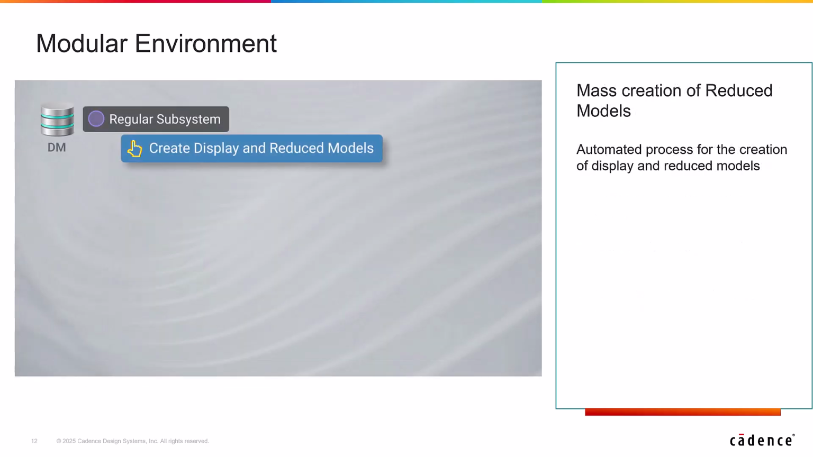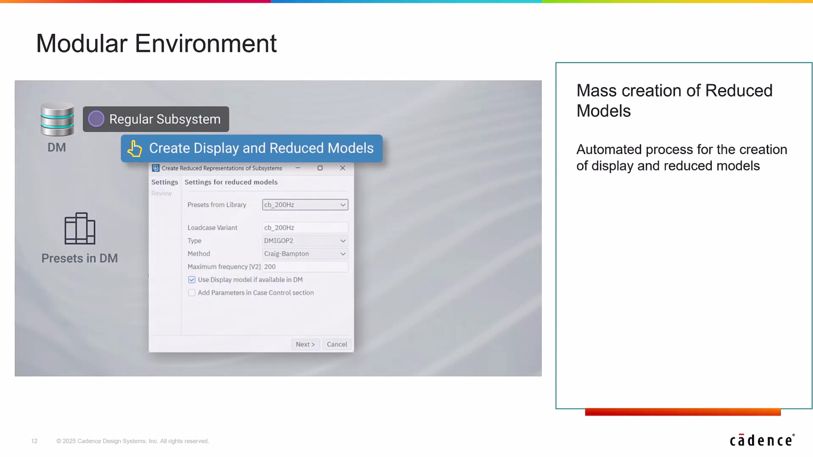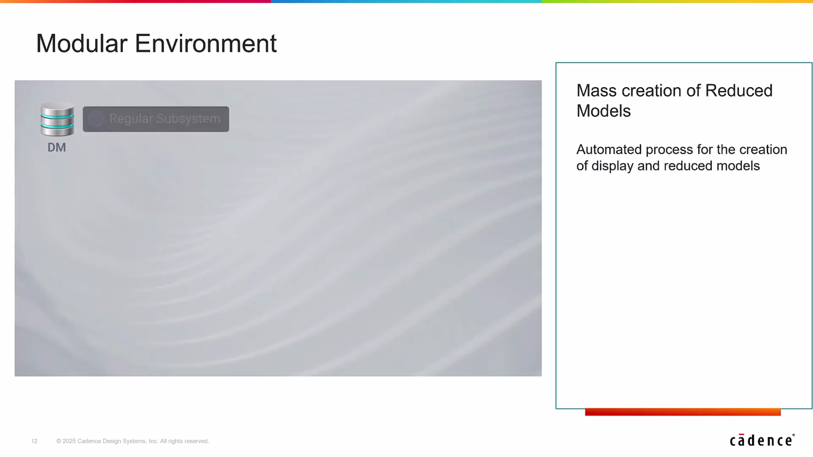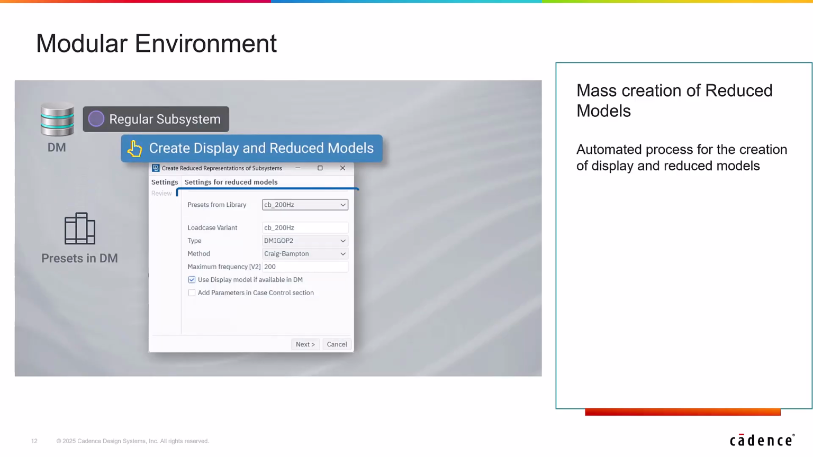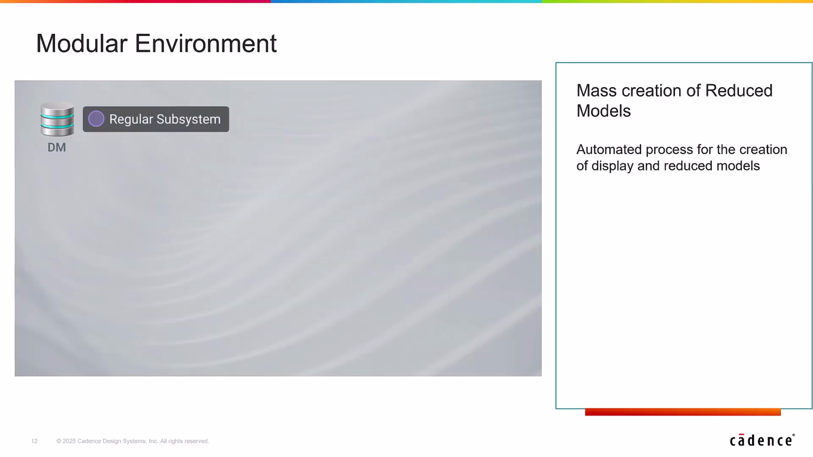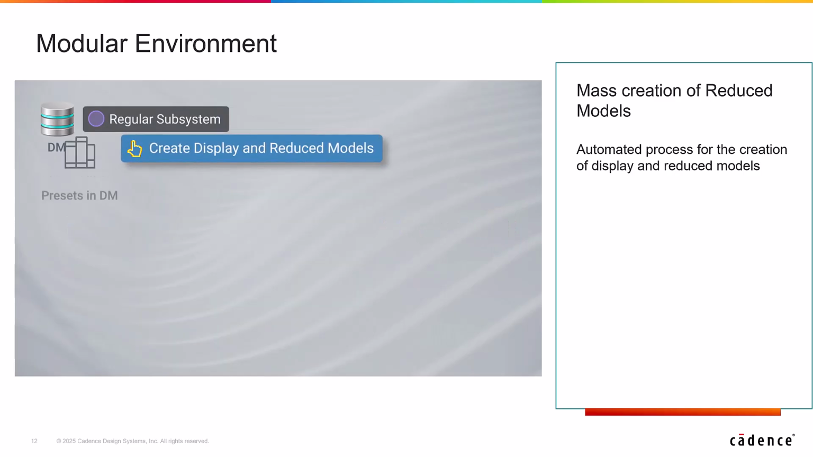Lastly, starting from the regular subsystems stored in the data management system, you can generate display and reduced models using the dedicated, simplified DM browser actions. These actions apply predefined presets, also stored in DM, and automate the creation process. The resulting reduced models can then be submitted for execution either locally or on HPC systems.